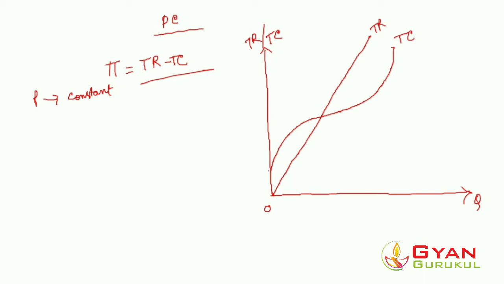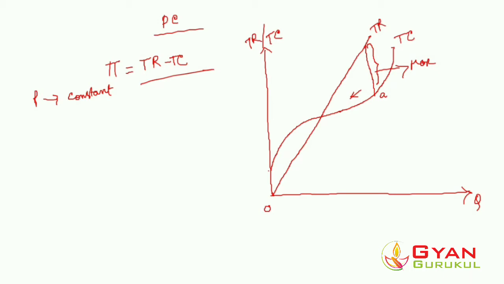Now if we have to find the maximum profit, that means the maximum difference between total revenue and total cost, then in this diagram, at this particular area, the difference is maximum. Let's denote this point as point A. Towards the left of point A, we see that the difference is decreasing.